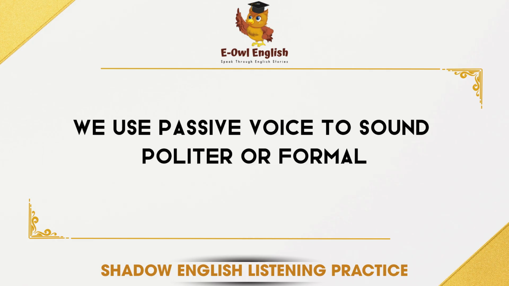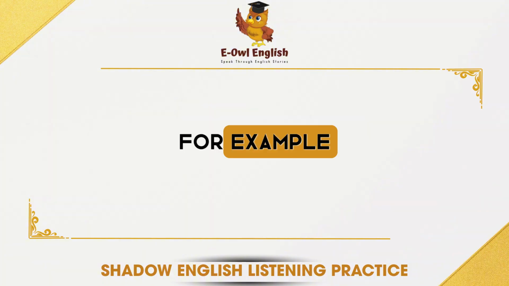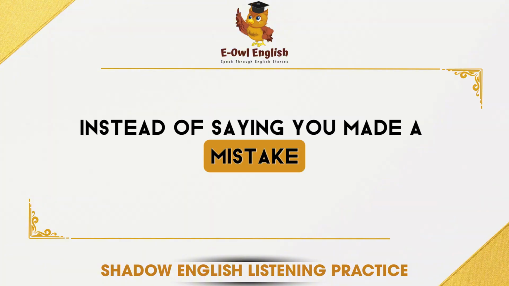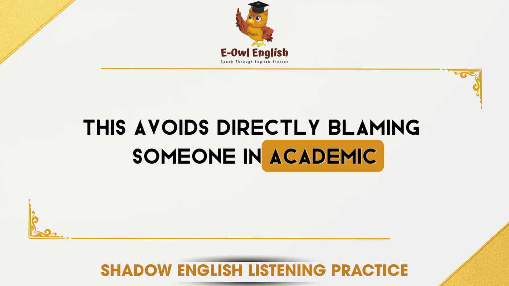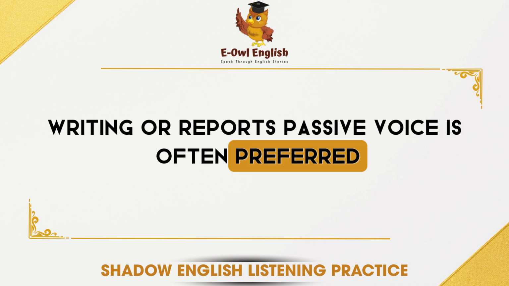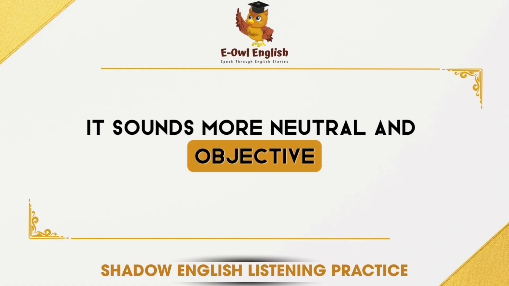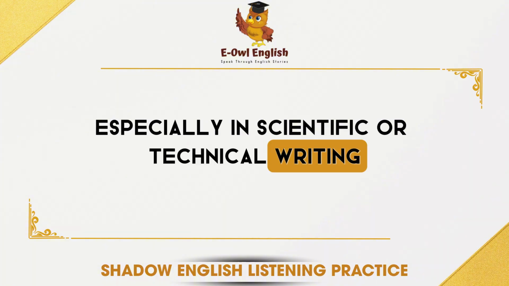Sometimes we use passive voice to sound politer or formal. For example, instead of saying you made a mistake, we can say a mistake was made. This avoids directly blaming someone. In academic writing or reports, passive voice is often preferred. It sounds more neutral and objective, especially in scientific or technical writing.